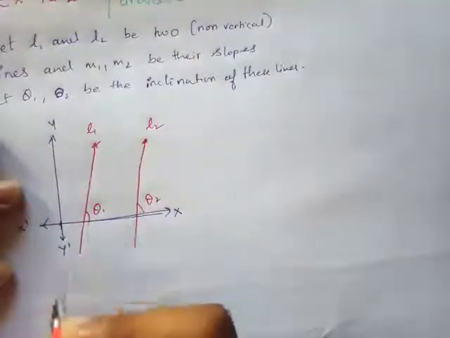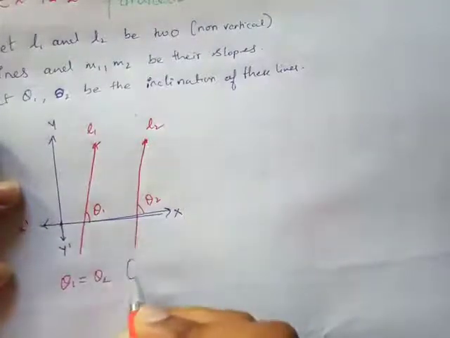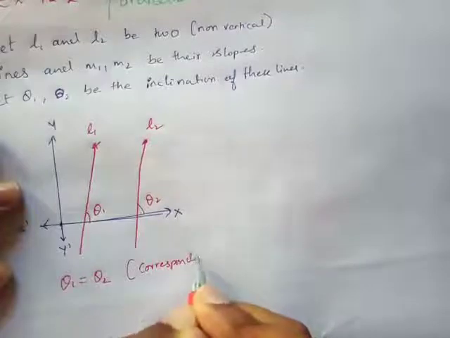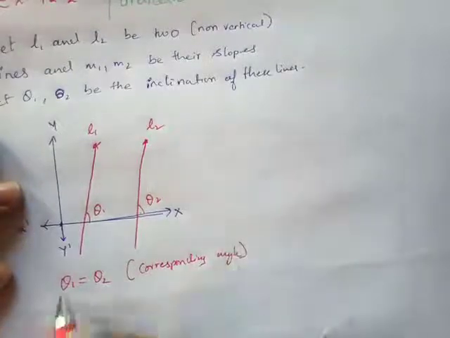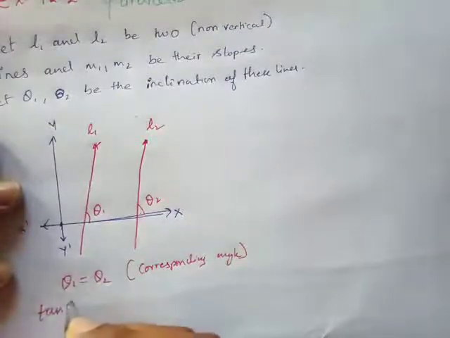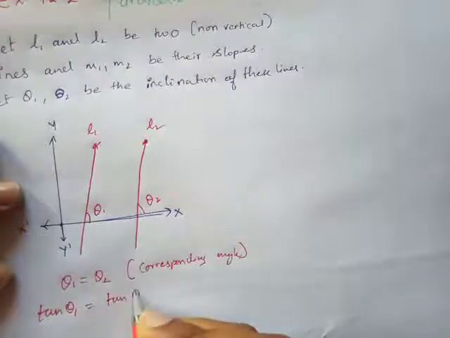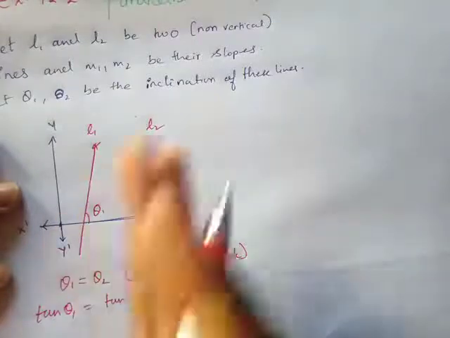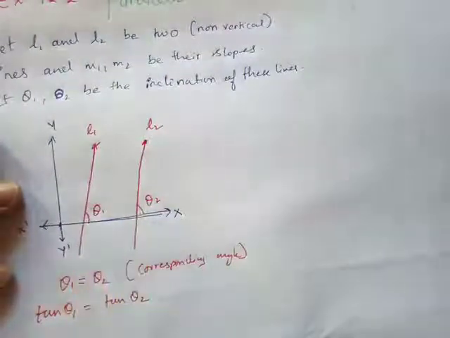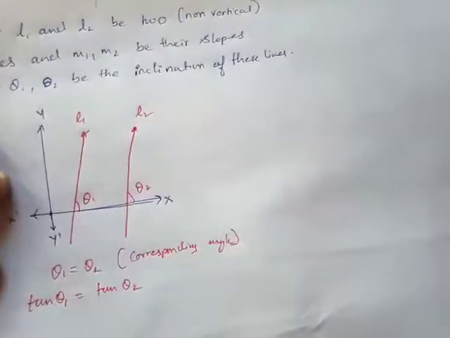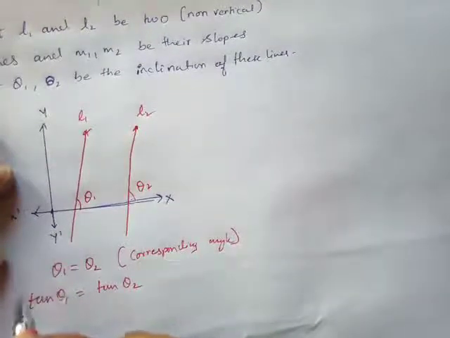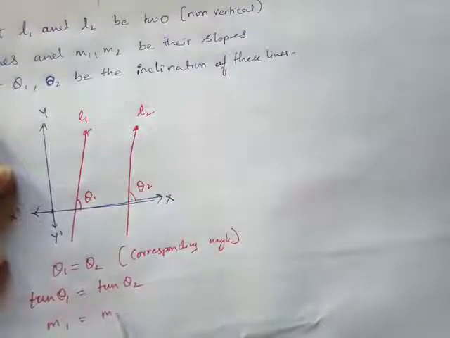This says that theta 1 is equal to theta 2, and the reason is corresponding angles. Do you agree? If theta 1 equals theta 2, then if I take tan on both sides, tan theta 1 equals tan theta 2. For example, if this is 45, this is also going to be 45 because they are corresponding angles. Tan theta 1 equals tan theta 2 means these are the slopes, so m1 is equal to m2.